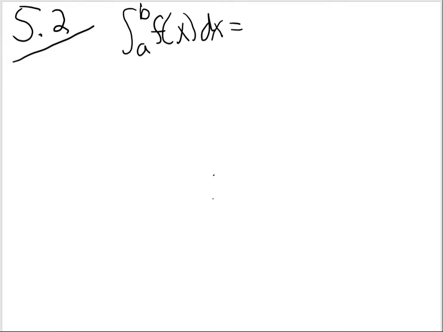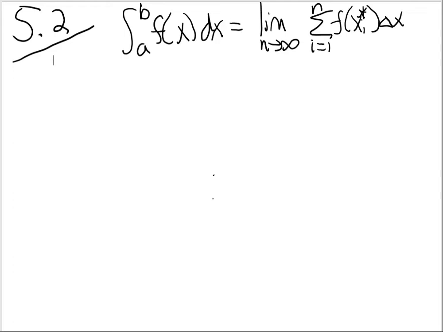Okay, so welcome back to day 2 of section 5.2. We're talking about the definite integral, so let's remember what the definition was. It was the integral from a to b of f of x dx equals the limit as n goes to infinity of the sum from i equals 1 to n of f of xi star delta x, where xi star are our sample points we're choosing on our intervals.